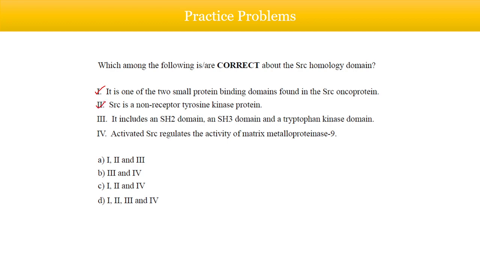But it includes an SH2 domain and SH3 domain, that is correct, but not a tryptophan kinase domain. It should be a tyrosine kinase domain. So this is wrong. It has to be a tyrosine kinase domain. And the activated SRC regulates the activity of matrix metalloproteinase 9. So 1, 2 and 4 is the correct option.